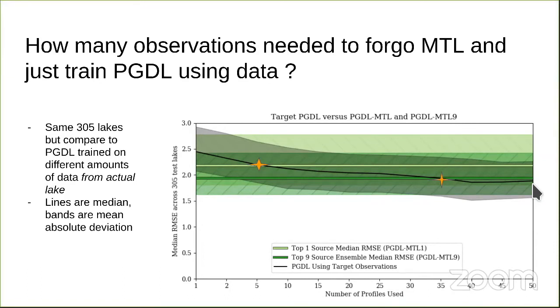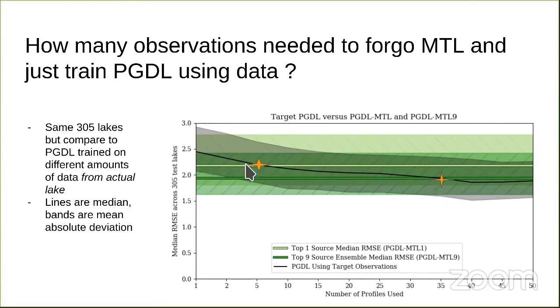a data-driven model. And then these green lines here, the light green is the PGDL MTL model, which is the best selected source PGDL model transferred to each of the target lakes, which we saw before the error was around 2.2. And then the ensemble approach would be 1.9 here in the dark green line. And we see that the crossover point for the ensemble model is actually a significant amount of data. Most lakes don't have this 35 or so observations available, which is interesting.